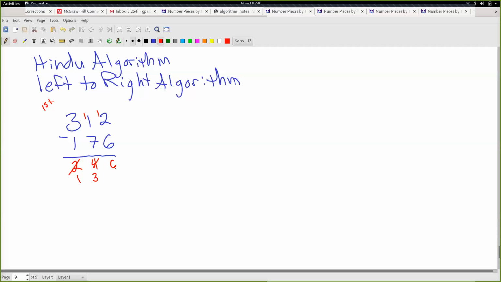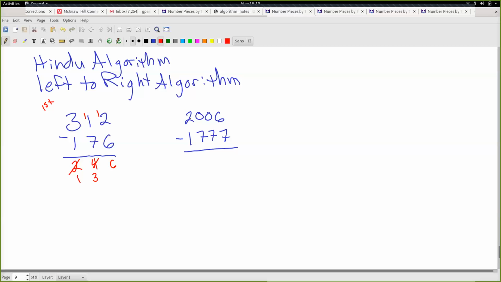So that's the Hindu or left to right algorithm. This one is in the book as the left to right algorithm. The equal additions is kind of sort of in the book. They do it a little bit different. So let's try that again. Let's do the 2006 minus 1777. And we'll do the left to right version.